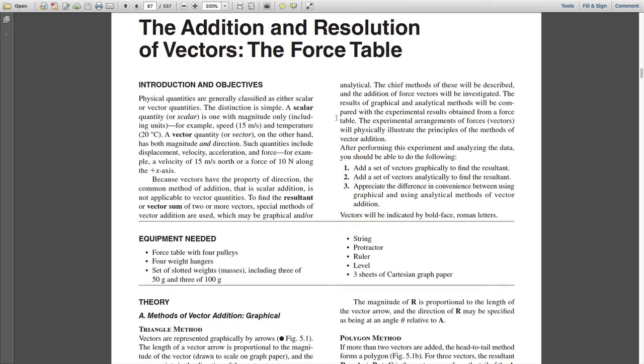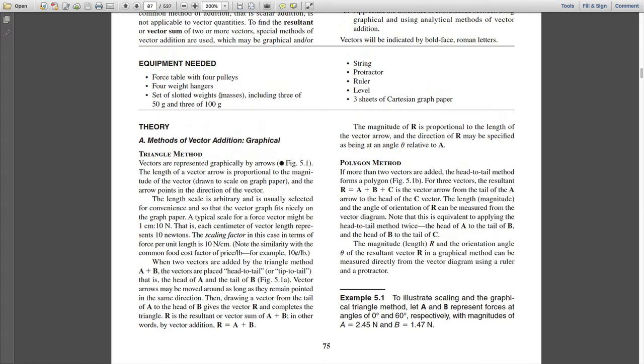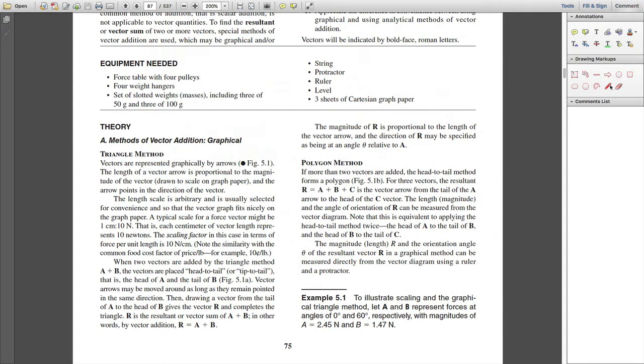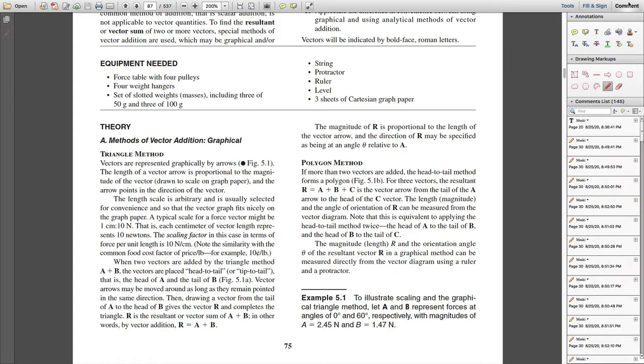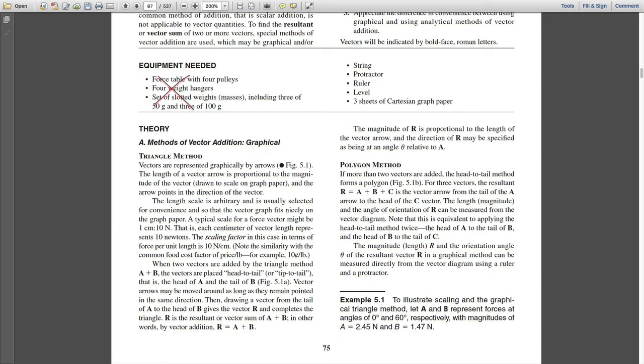So having said that, what is the equipment that we need? According to the manual, what do you need? The force table. We're not going to conduct this experiment in a lab, so we don't need any kind of force table. This is going to be replaced by a simulation. What else do you need? You don't need a string. Do you need a protractor? Yes, that's for the graphical method. Do you need a ruler? Yes, for the graphical method. And of course graph paper is also important to do the graphical method.